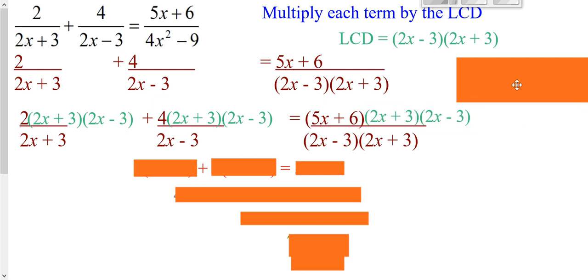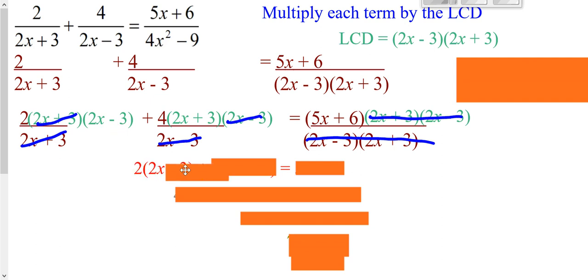Then we can look to see if we have anything the same top and bottom. We have this top and bottom. They're going to drop out. We have this top and bottom, so it's going to drop out here. Both of these are the same top and bottom, so they're going to drop out here. So you'll notice all our denominators dropped out, and they should if you're doing it correctly. We're left with a 2 times our 2x minus 3. We're left with a 4 times our 2x plus 3. And here we're just left with a 5x plus 6.